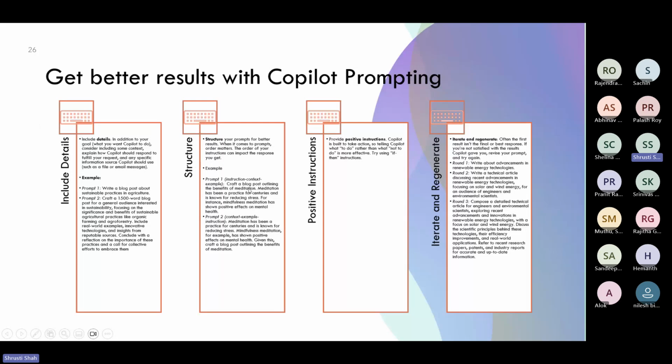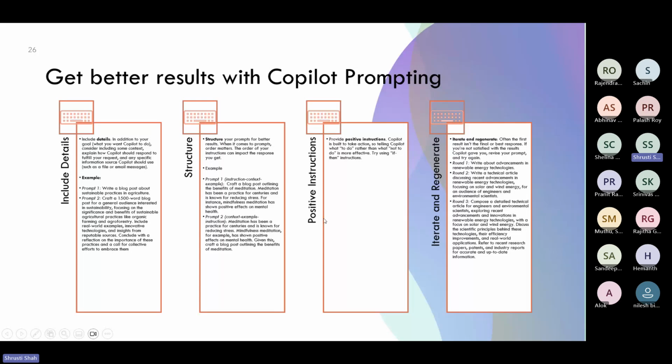Craft a blog post outlining the benefits of meditation. Meditation has been a practice for... that is the more context. For instance, mindfulness meditation. So I can't write mindfulness at the top. I need to give the context of what meditation is, and then the type of meditation is mindfulness. So that is the order of structure which we have given.